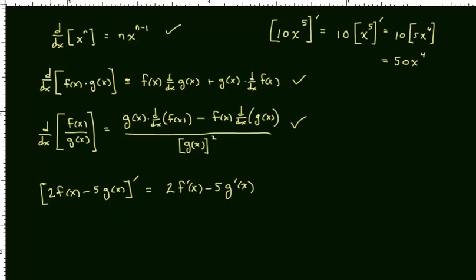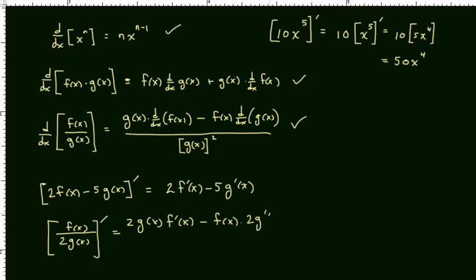And just one more. Let's suppose I had f of x over 2g of x. 2g of x, prime that is, 2g of x times f prime of x minus f of x times 2g prime of x all over 4g of x squared. Like that. Theoretical examples. You are now ready to prove some of this stuff.